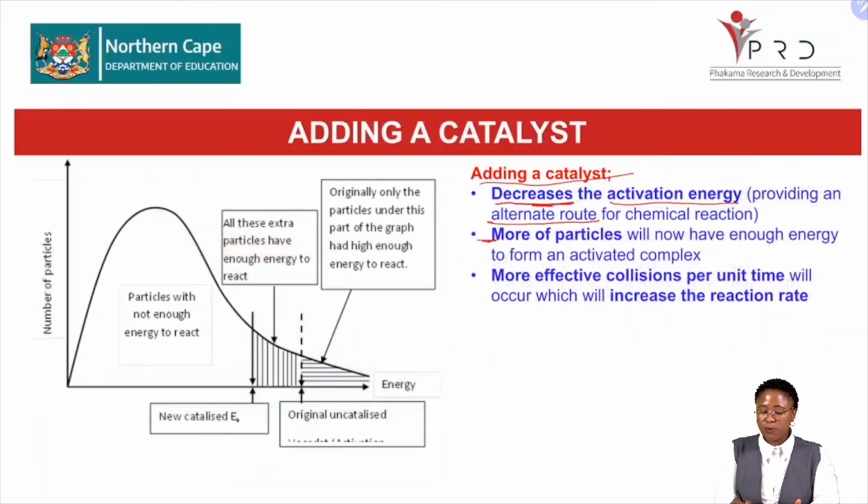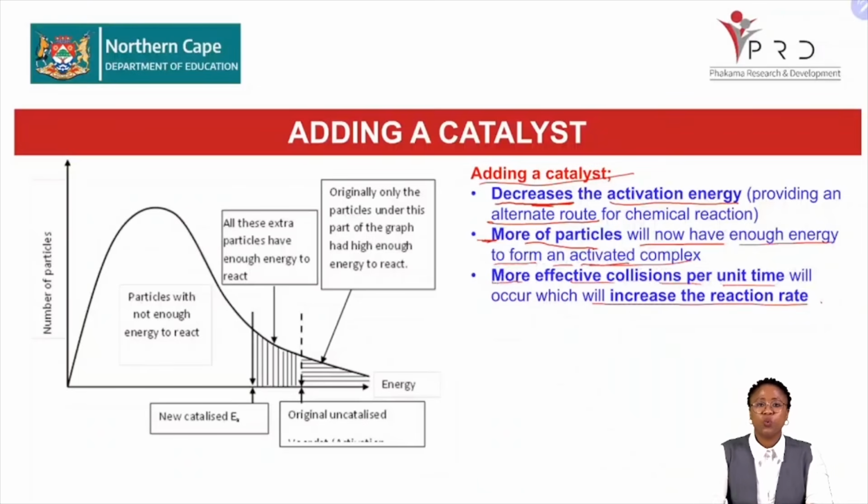And then the next point will say more particles will now have enough energy to form an activation complex, and then more effective collisions per unit time. All right. And then the rate of the reaction will do what? Will increase. Guys, I hope you can see how we are using the collision theory to explain why different factors affect the rate of reaction.